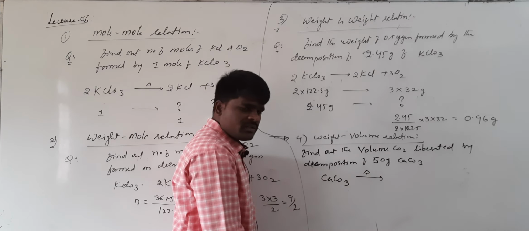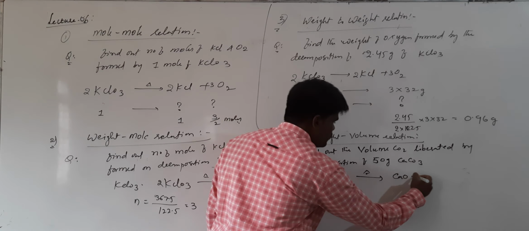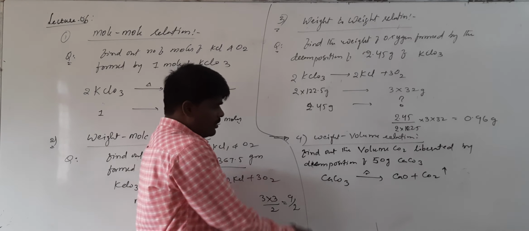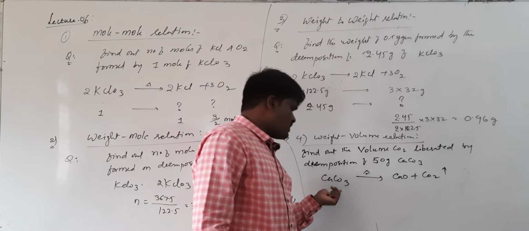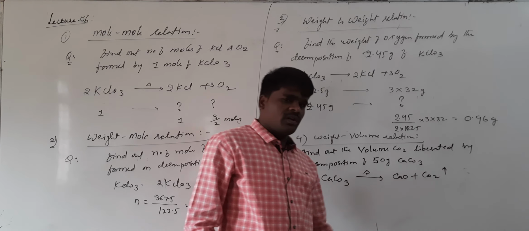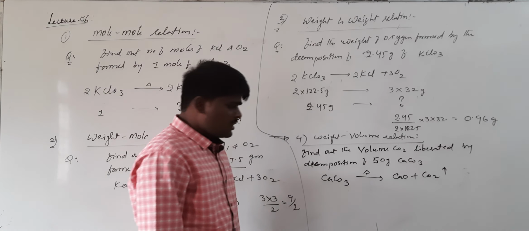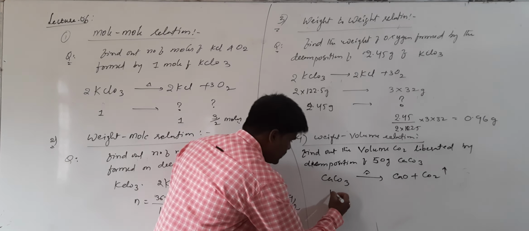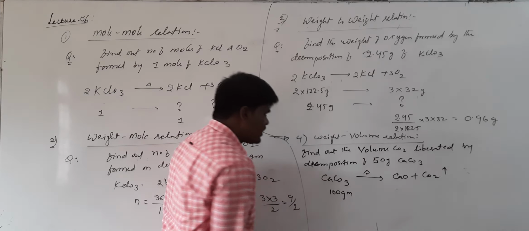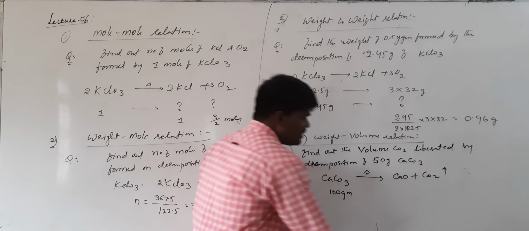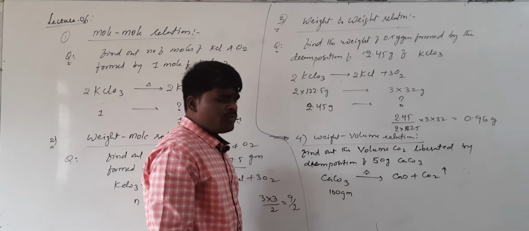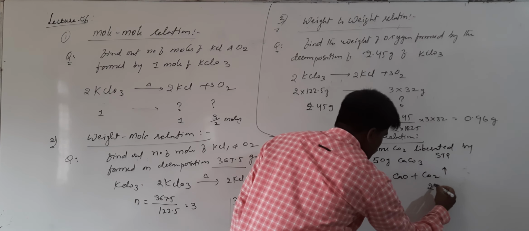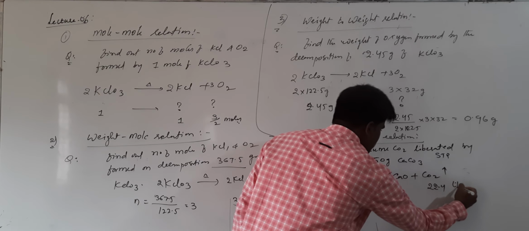When calcium carbonate is heated, it undergoes thermal decomposition to form calcium oxide plus carbon dioxide gas. So what is their molar ratio? 1 mole of calcium carbonate will give 1 mole of calcium oxide and 1 mole of carbon dioxide. If you are talking in terms of weight, what is the molar mass of calcium carbonate? It is 100 grams. What is the volume occupied by 1 mole of gas at STP? It basically gives 22.4 liters.